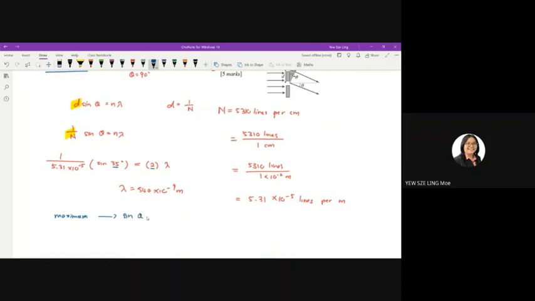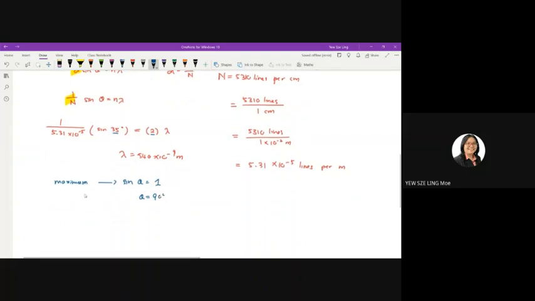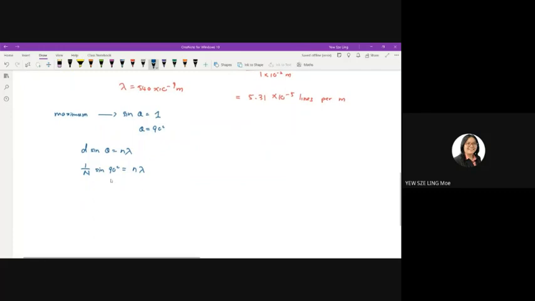Sine theta is equal to 1, or you can say theta is equal to 90 degrees. So what are you going to do in this step? Well, you're just going to apply the same equation, d sine theta equals n lambda. And then we have 1 over n sine 90 degrees equals n lambda. So substitute the values into the equation.